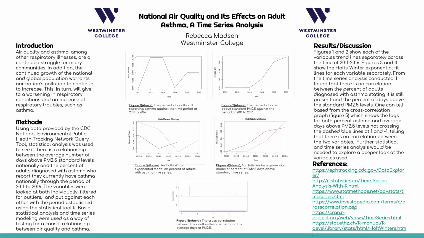First, after pulling the data files into R from the CDC's query tool tracking network, I explored the data a bit, leading me to filter both the variables to help with the skewedness. I then ran a basic transformation on the variable of average PM 2.5 levels using a log function since it appeared to be right skewed. Then I proceeded to start with the time series analysis.